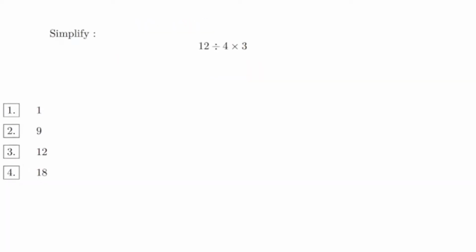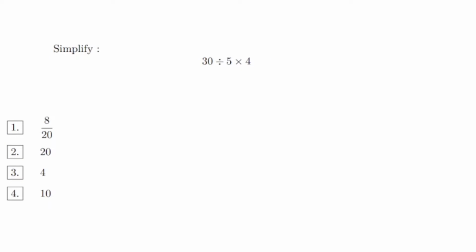Simplify 12 divided by 4 times 3. Well, we just remember PEMDAS. So parentheses, exponent, we have none of those, but we do have multiplication or division. And since we have multiplication and division, we just have to work with whichever one comes first, working from left to right. So 12 divided by 4. So division is what comes first. And 12 divided by 4 is 3. So it's just 3 times 3, which is 9.